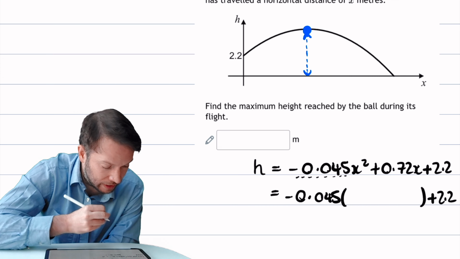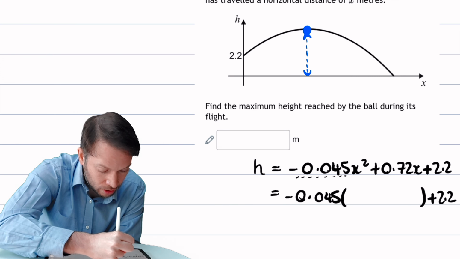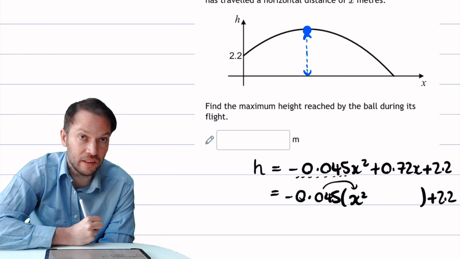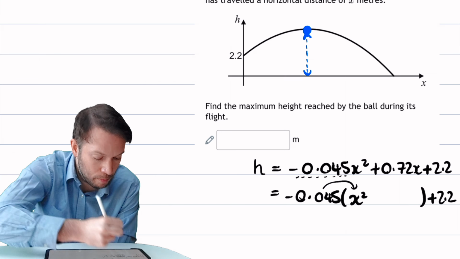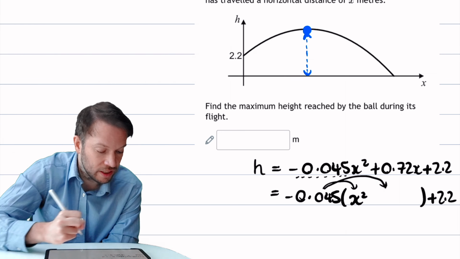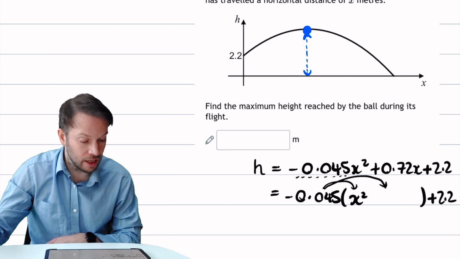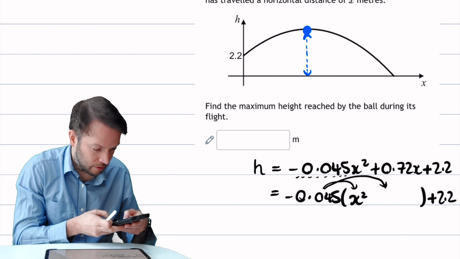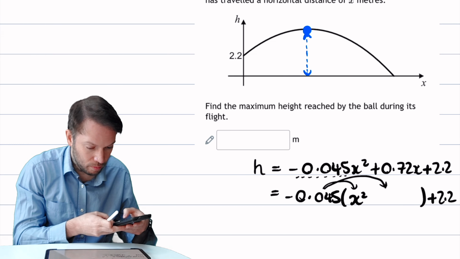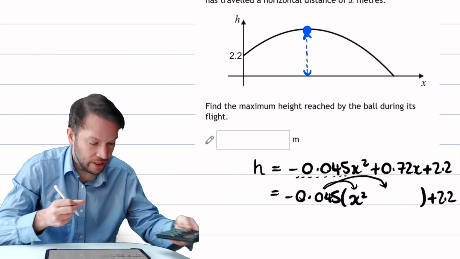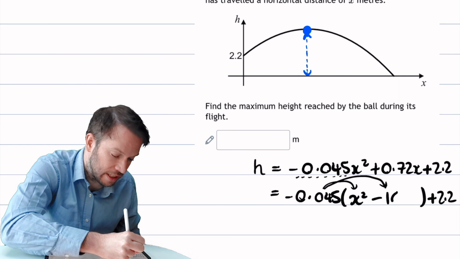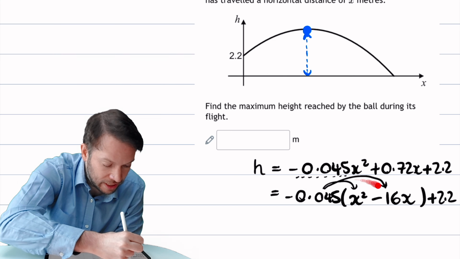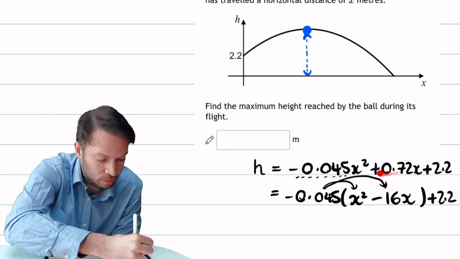So if we do that, factorize it out, well, minus 0.045 times what gives you that first term? Well, it's just x squared. We can see an expansion, that will give you that first term. And then minus 0.045 times what is the 0.72x? So I'm going to have to use my calculator for this. 0.72 divided by negative 0.045. And that gives you negative 16. So you get negative 16x here. If you just check that, this times negative 16x will give you that 0.72x.